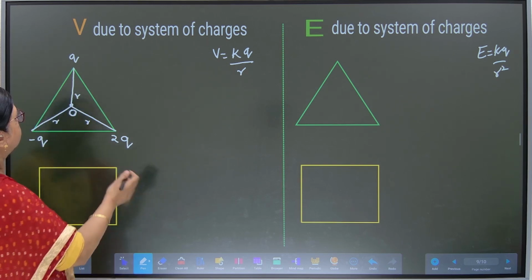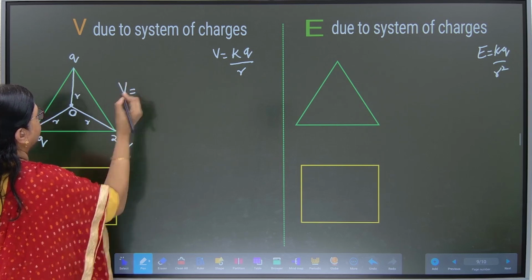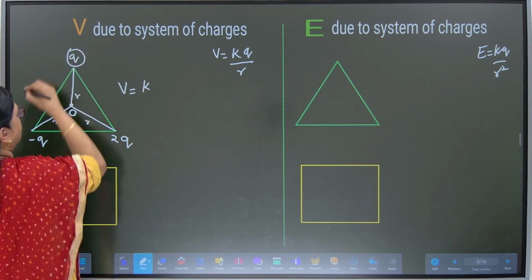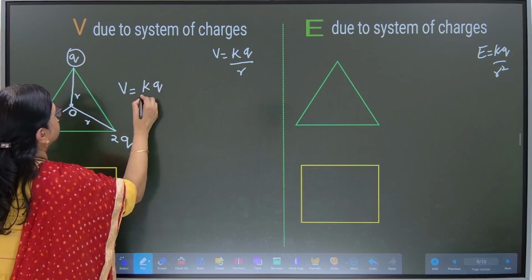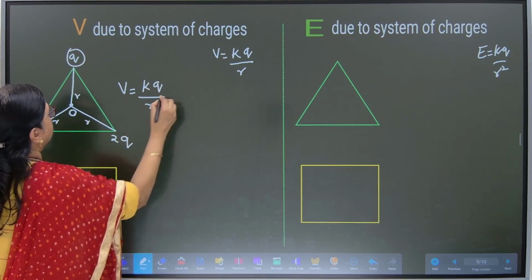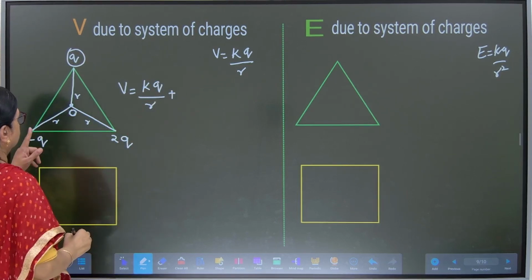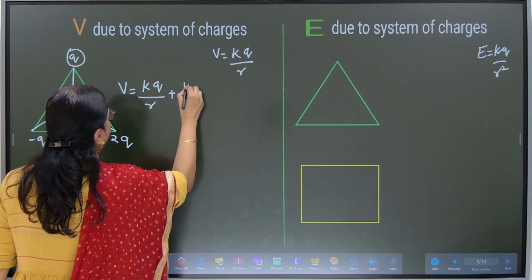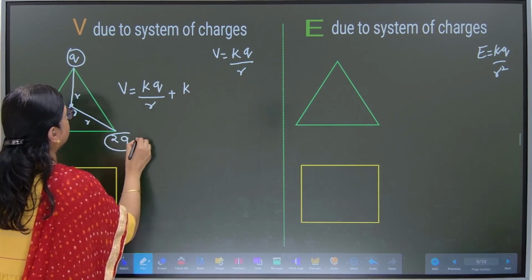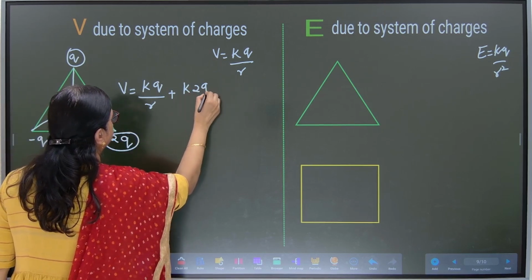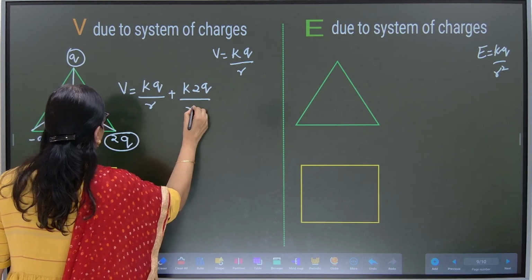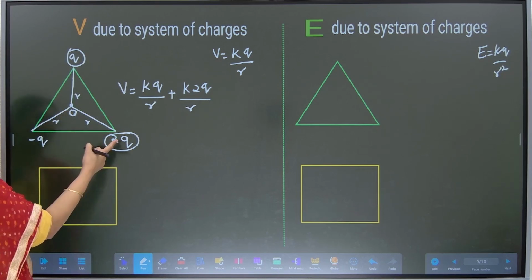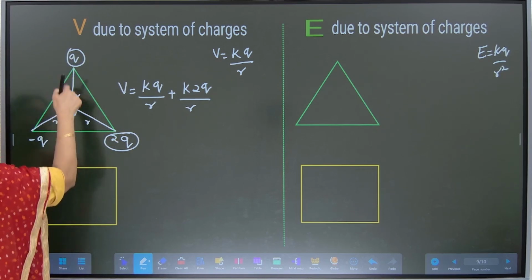Fine. So what is my V here? V is equal to K. Let me write for the first charge Q upon R plus, let me go to this charge, what is this charge? 2Q. So I write here 2Q upon R. Why am I writing R? Because the distance between the point and 2Q is R. The distance between the point and Q is R.